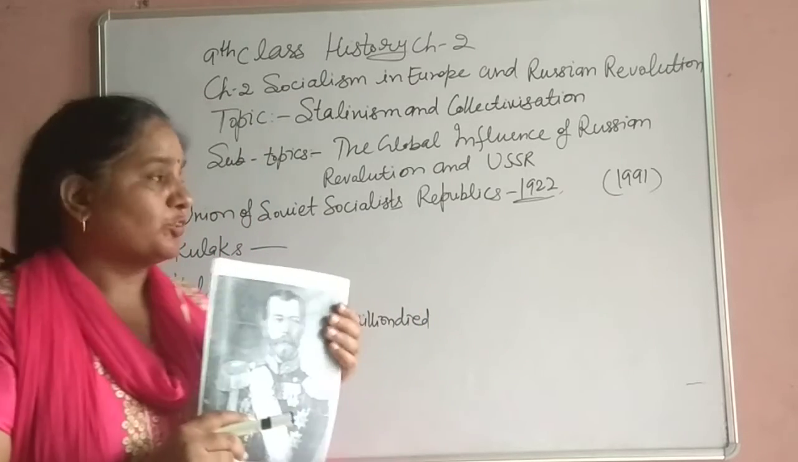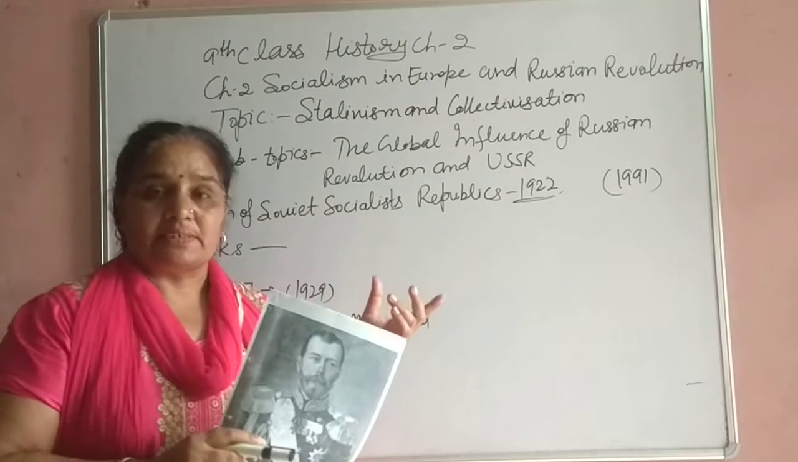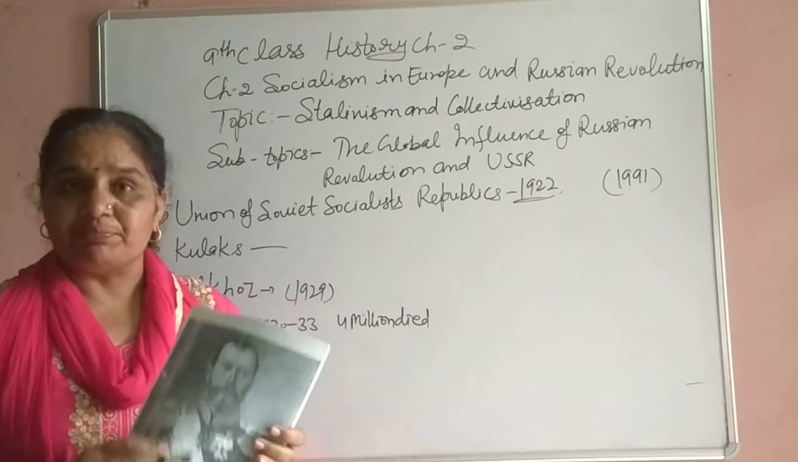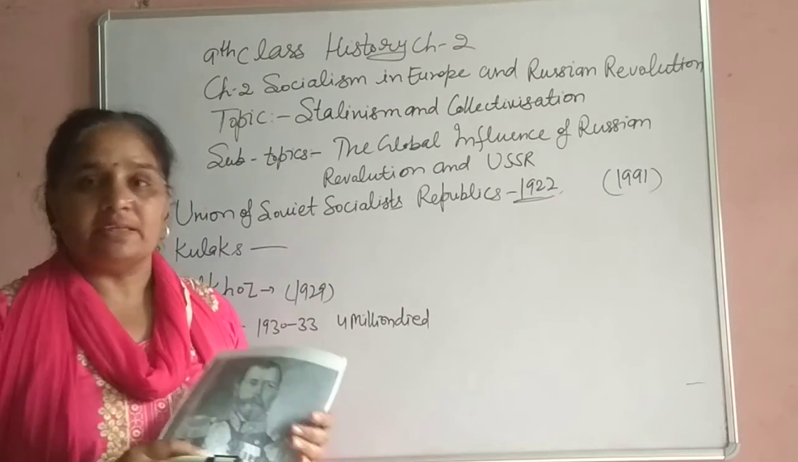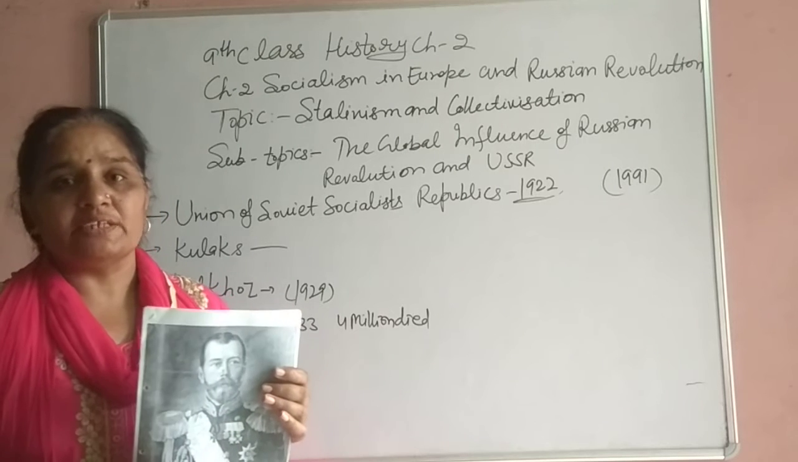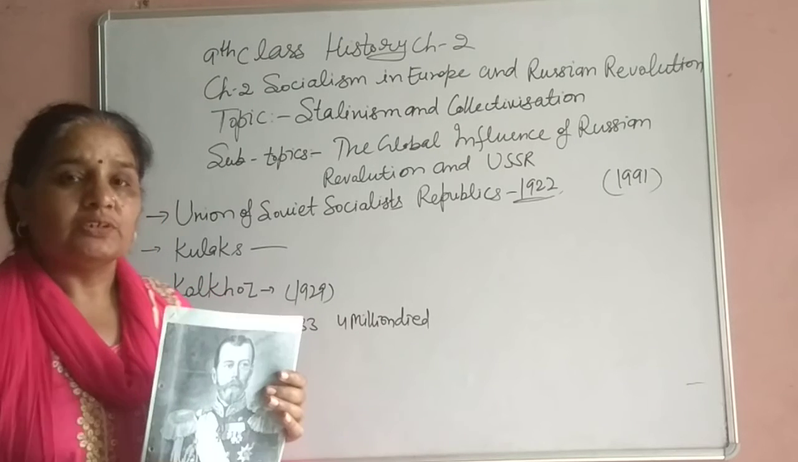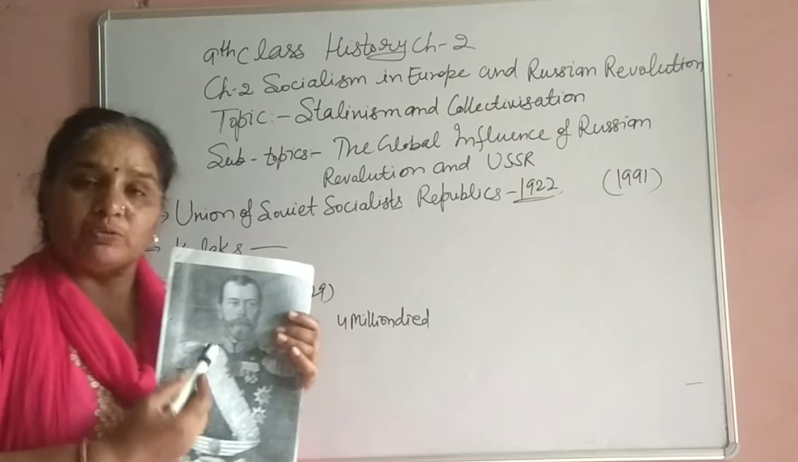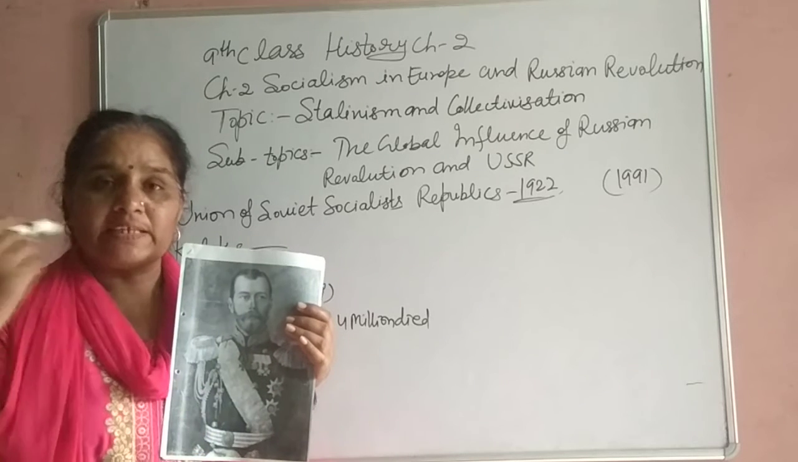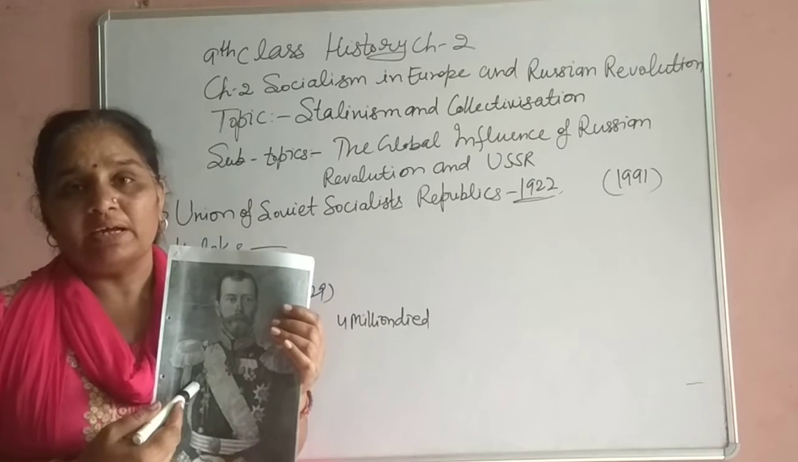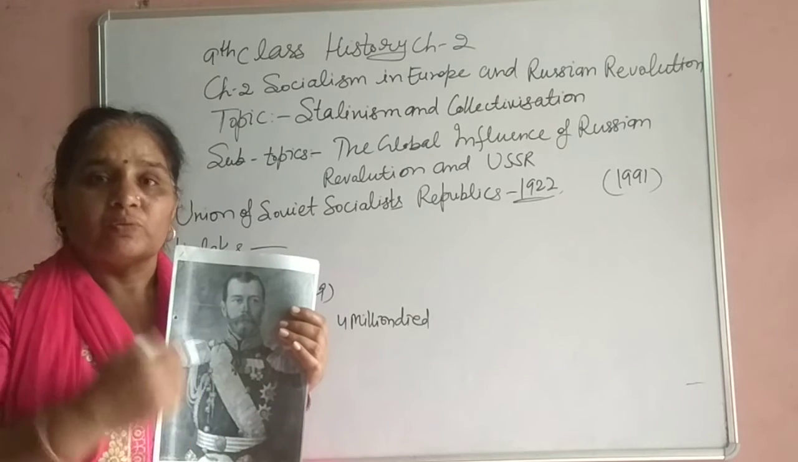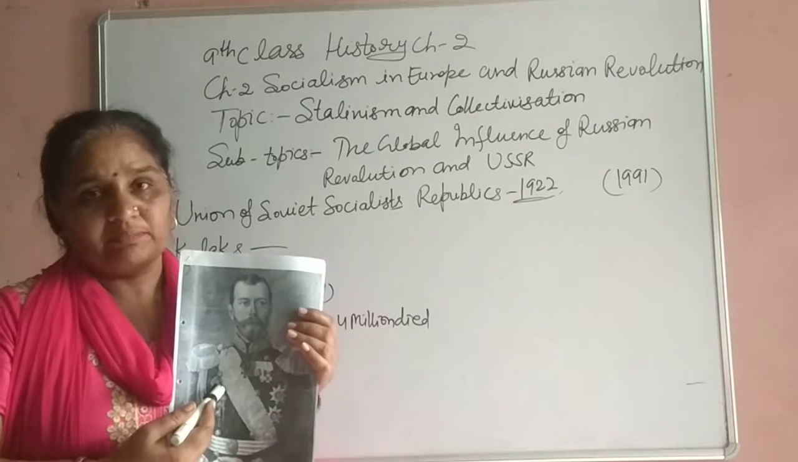So we have discussed two revolutions. Firstly, the revolution of 1905, when Russia was defeated by a small Asian country, Japan, in 1904-5. So the people who had faith in that particular person now realized that a ruler was not able to protect them from other countries, from the enemies.